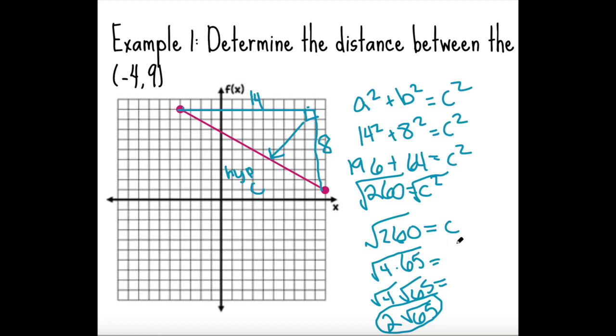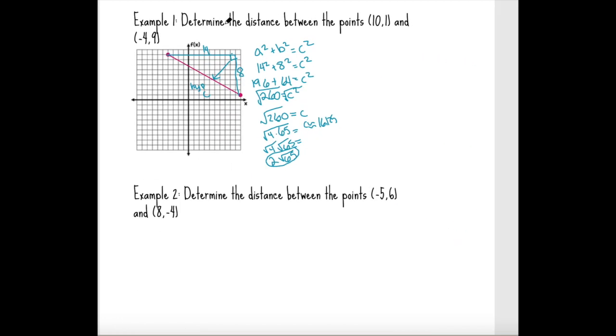If I wanted to approximate c, I would simply do the square root of 260 on my calculator, which gives me approximately 16.125. If you didn't remember how to simplify radicals, go ahead and look back at one of the previous videos on my channel. Let's go ahead now and think about how we could transition this into being able to think about finding the distance when the graph isn't given to us.